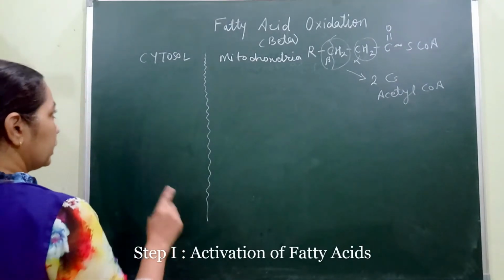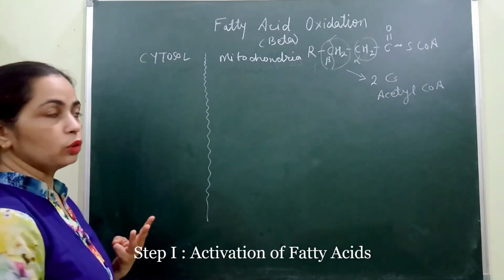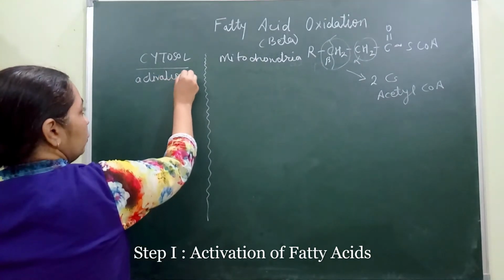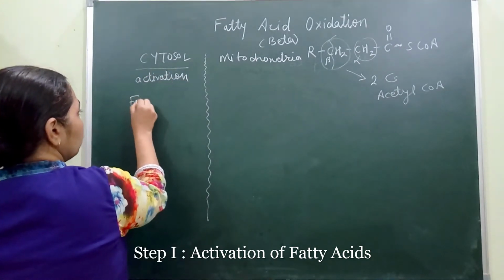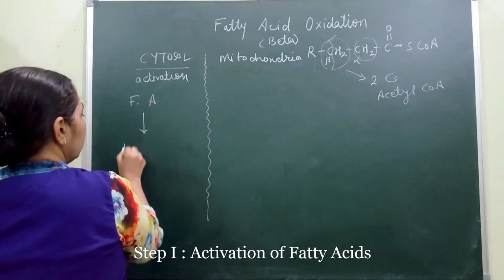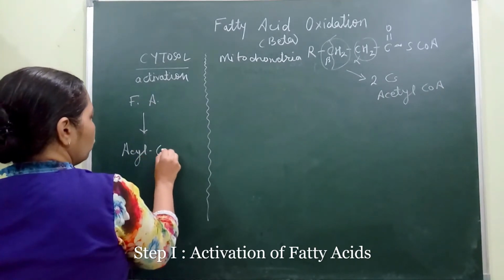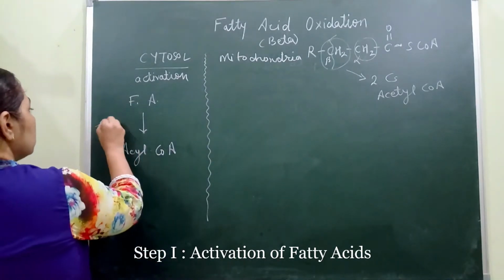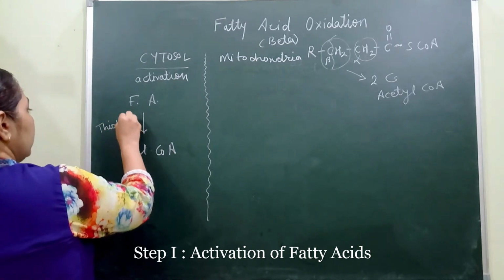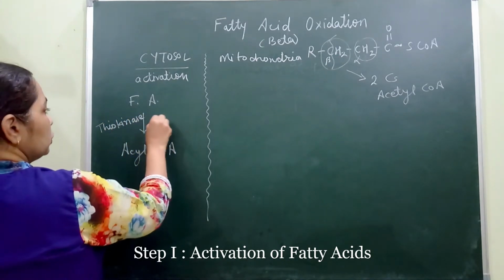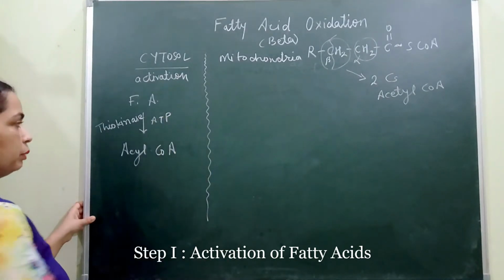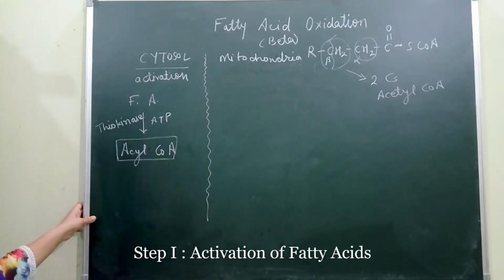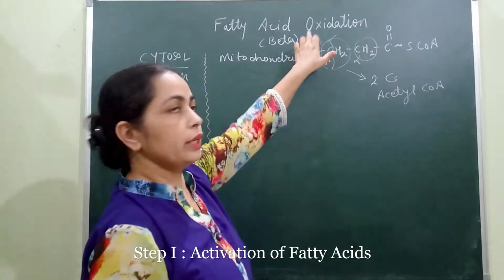The first step is activation, which takes place in the cytosol. What happens in this step? The fatty acid gets converted into acyl coenzyme A in the cytosol in the presence of the enzyme thiokinase, and during this process it consumes one molecule of ATP. This acyl coenzyme A is the activated form, which is helpful for getting oxidized.